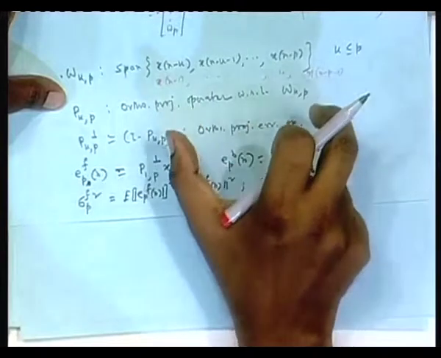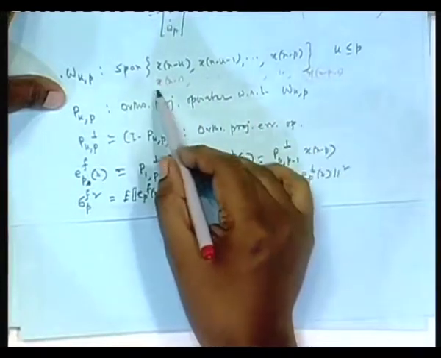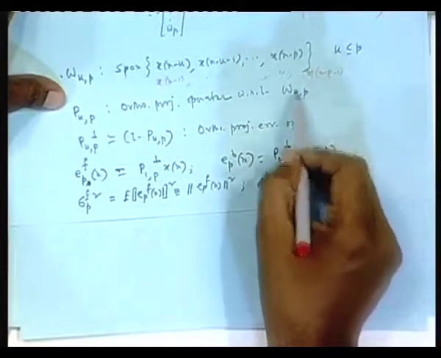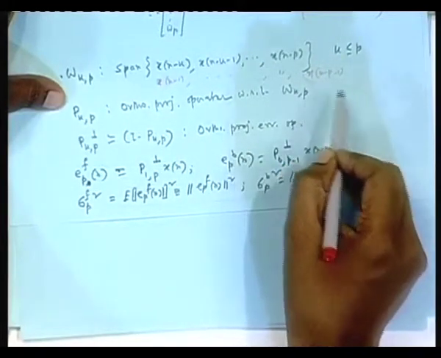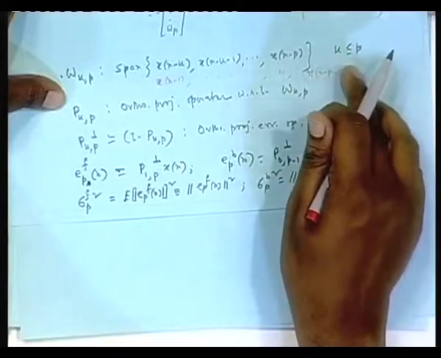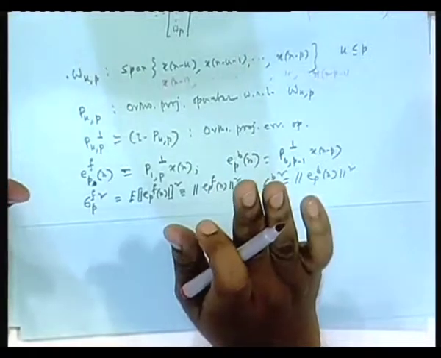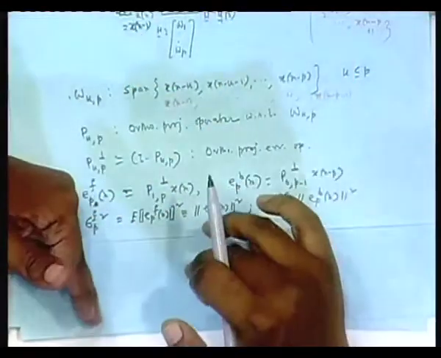Then this will be equivalent to the space spanned by this set x n minus 1 to x n minus p, orthogonal sum the span of that error. Those 2 spaces are equivalent, all those things we have seen last time. You remember? Last time we took the projection, we said this is contained in that subspace and that subspace is contained in this subspace, so both are equivalent. That kind of proof I gave.